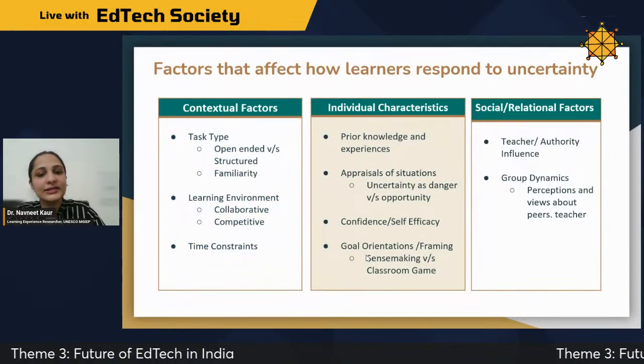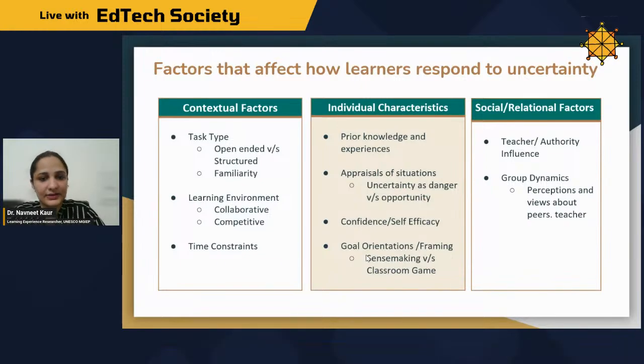So learners will have some individual characteristics, their prior knowledge and experiences, that will inform how they approach uncertainty. Their appraisals of situations, whether they see uncertainty as a danger or as an opportunity, will affect how they respond to it. If they're very self-confident, they'll try to maintain it, try to find answers and not ignore it. And their goal orientations, how they are viewing the task itself.